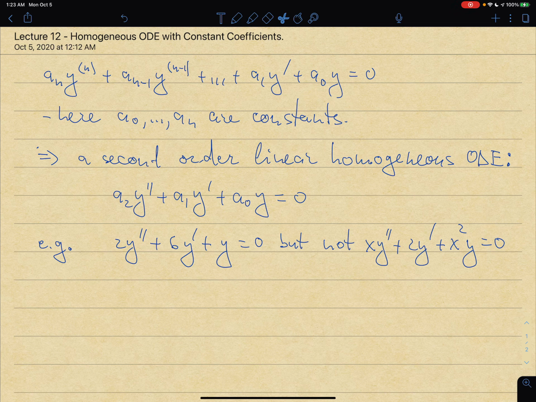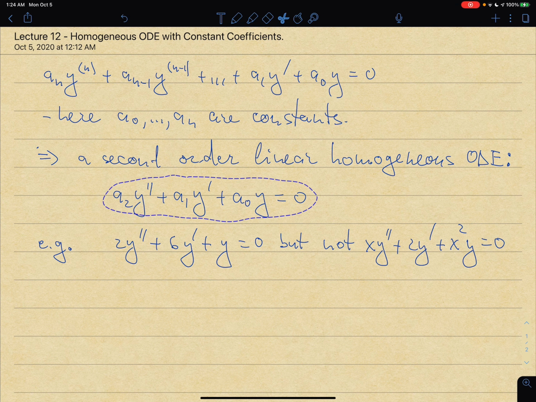In this lecture, I'm going to discuss how you can solve an n-order linear homogeneous equation with constant coefficients. So the only difference with a regular n-order linear homogeneous equation is that now all coefficients a0 through an are constant. Mainly I'm going to describe everything in terms of second-order linear homogeneous ODEs, so something like this.